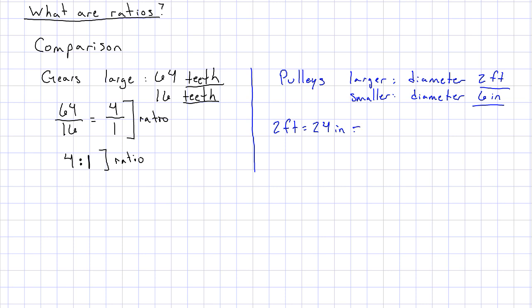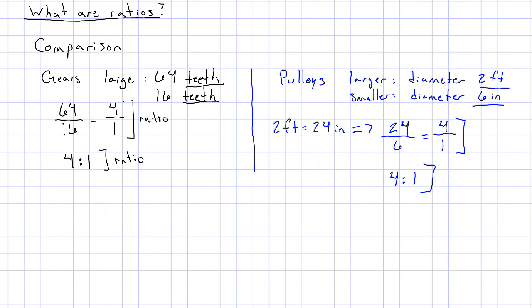So the ratio of the diameters of the larger to the smaller is 24 over 6. It's funny, I picked numbers that happen to work out to be the exact same ratio as the previous example. That doesn't always happen. But this would be the ratio of the diameters of the larger to the smaller. So that is the most basic level of what ratios are and how to write them.